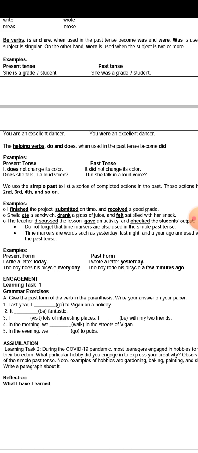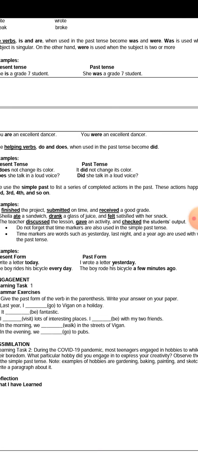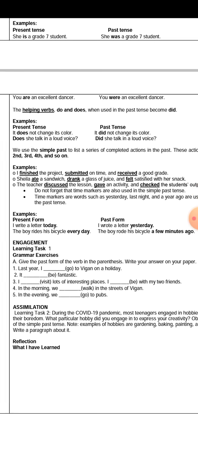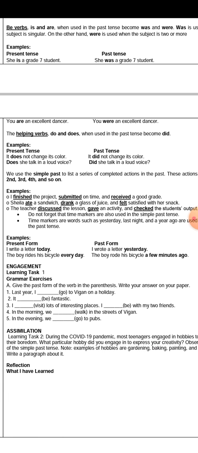And then do not forget the time markers are also used in the simple past tense. Time markers are words such as yesterday, last night, and a year ago are used with verbs in the past tense. Examples. Present form again. I write a letter today. Ibig sabihin, gumawa lang siya ng letter ngayong araw na to. Pag ginawa mo siyang past form, tapos na, I wrote a letter yesterday. Kasi ginawa mo yun kahapon. Diba? Yesterday is kahapon. Today is ngayon.